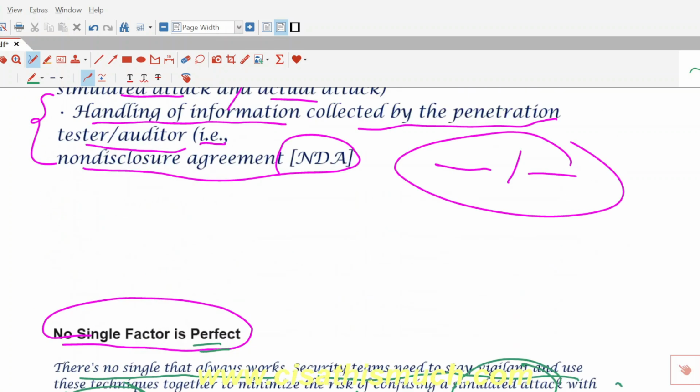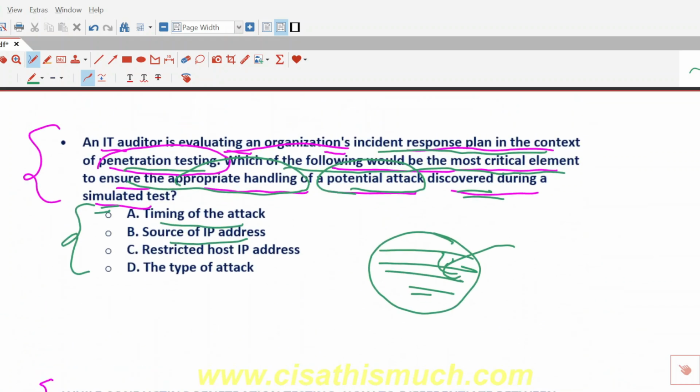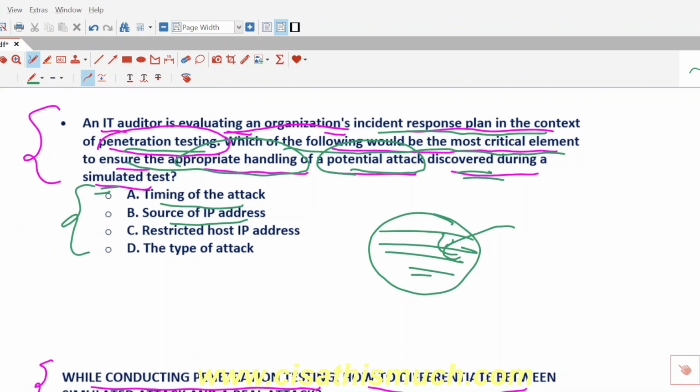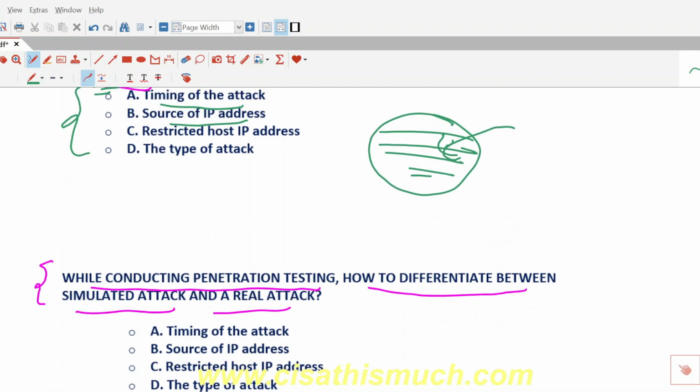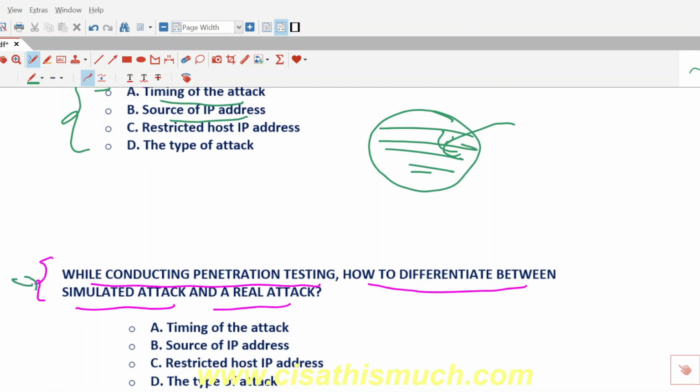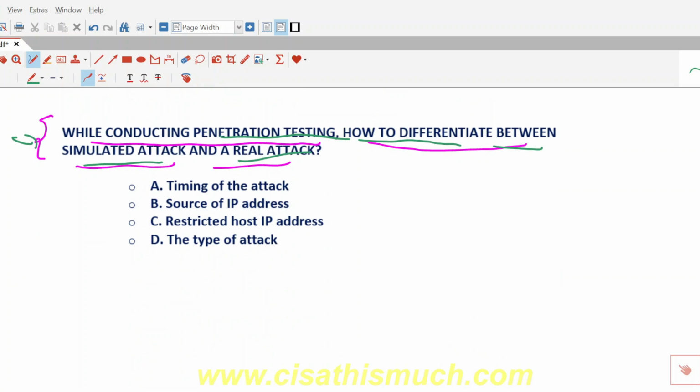Whatever we have discussed is a part of what will happen in the real world. But let's come back to the question, how to identify the right answer over here. Let me discuss the easy version also: while conducting pen testing, how to differentiate between a simulated attack and a real attack? Option A, timing of the attack. Option B, source of IP address. The options are the same as what we have discussed in the past.